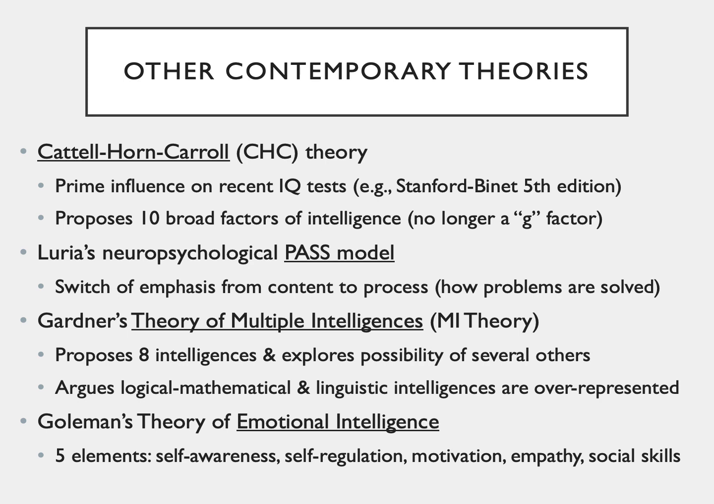It proposes 8 intelligences, as I said, and these include linguistic, logical mathematical, spatial, bodily kinesthetic, musical, interpersonal, intrapersonal, and naturalistic. It includes others as well that are explored but are not explicitly part of the model, including things like spiritual intelligence and existential intelligence. He argues that logical mathematical intelligence and linguistic intelligence are overemphasized in traditional models of intelligence.